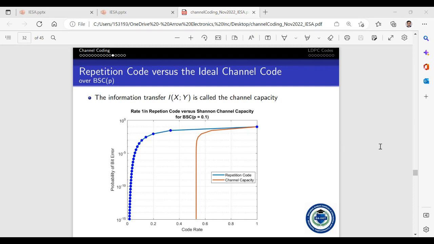In 1 over n repetition, what is n? n is the number of bits that you repeat. So in rate 1 over 11 repetition, when you want to send 0, you send 11 zeros instead of just one 0. And when you want to send bit 1, you send 11 ones. So you repeat each bit n times in repetition coding.